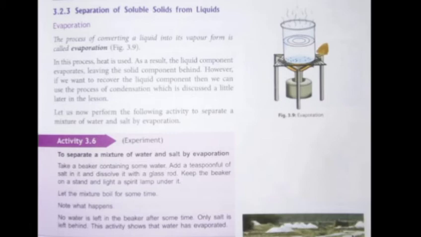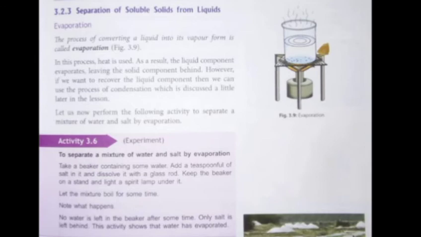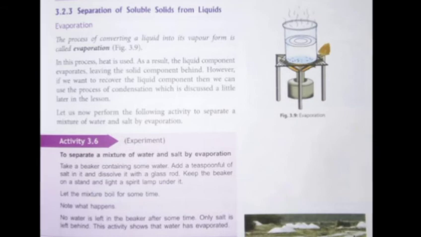So to understand soluble solids, let's take the case of salt mixed in water. If we mix the salt in the water, it will completely dissolve in the water. So that is an example of a soluble solid in a liquid. Salt is a soluble solid that becomes completely dissolved in water. So if we have to separate the salt from the water, which method can we use?